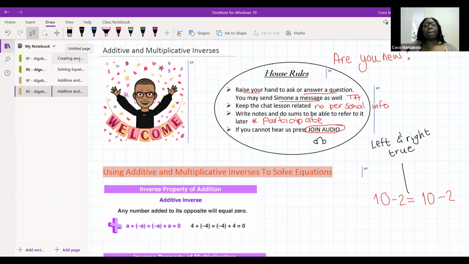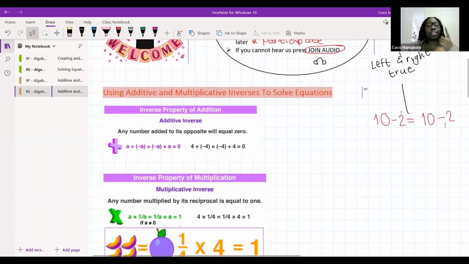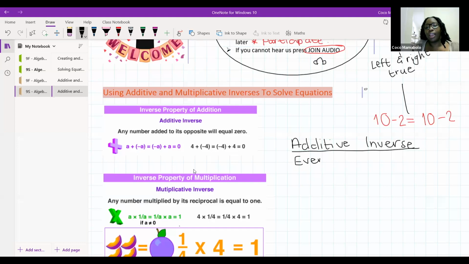Now we're going to learn about the additive inverse. This is the first thing I'm going to ask you guys to write down. Okay, we're learning about the additive inverse. What I'm going to say about the additive inverse is that every number in the whole world has an additive inverse.